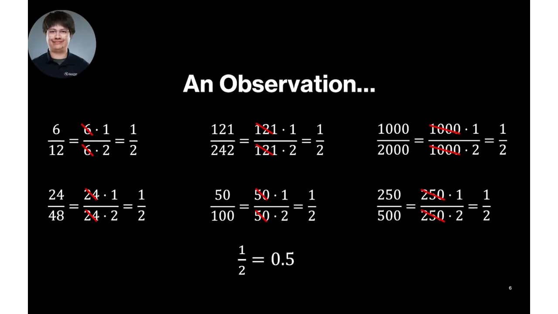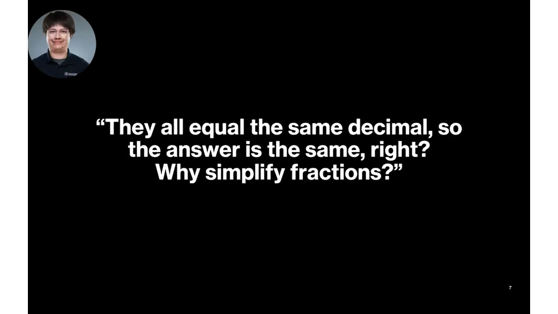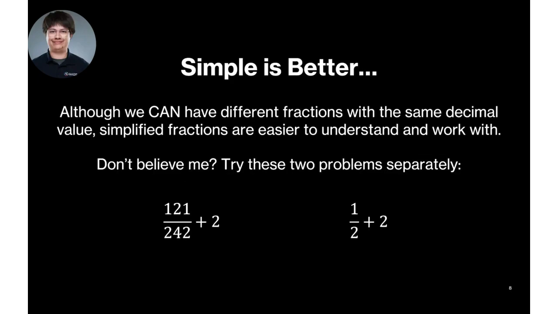So you may be asking yourself, they all equal the same decimal, so the answer is the same, right? Why simplify fractions anyway? In my eyes, you raise a valid question. If you get the same answer, it is right. I won't disagree with you there. Let me show you something. Simple is better. If you're required to use an answer for more calculations down the road, it will be way more beneficial. Let's say I have two fractions, 121 over 242 and 1 over 2.